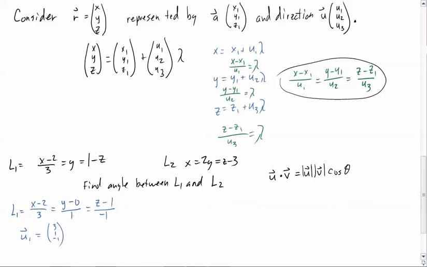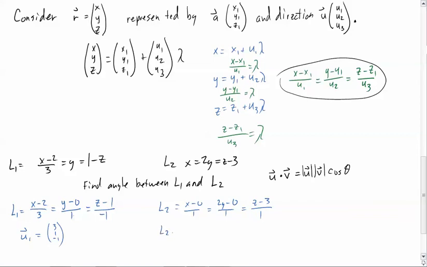We can do a very similar thing right here for L2. So we're going to do L2, and so I'm going to start with x minus 0 over 1 equals 2y minus 0 over 1, and then equals z minus 3 over 1. Now the problem is that this is 2y, and it's just supposed to be y in my equation, so I need to divide everything by 2.